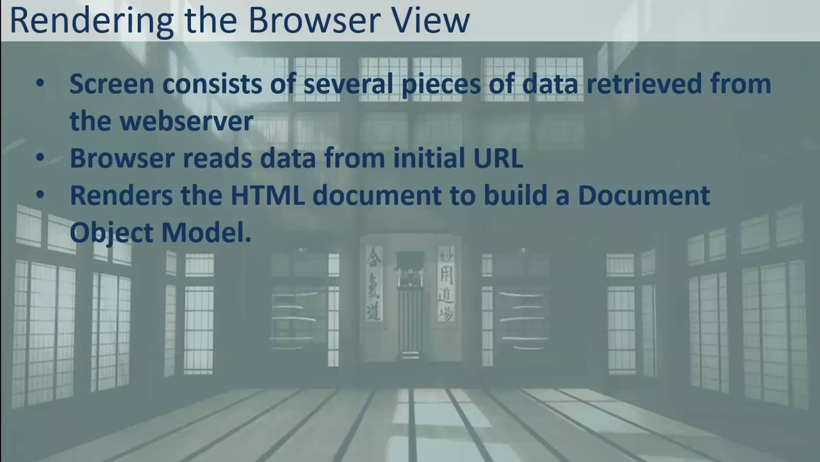So how do we render the actual browser view that we talked about? Well, a screen consists of several pieces of data that have been retrieved from the web server. Remember that request I just talked about? Well, the response is going to contain several pieces of data, i.e. any images, HTML, CSS. It's all going to get sent back from the web server. So the browser is going to read that response from the server, take this HTML, render it, and build what we call a document object model, or a DOM.